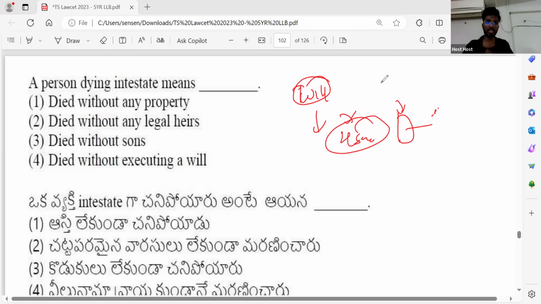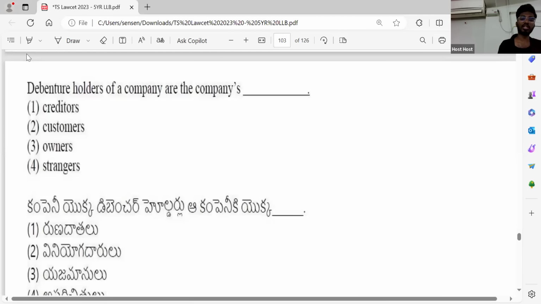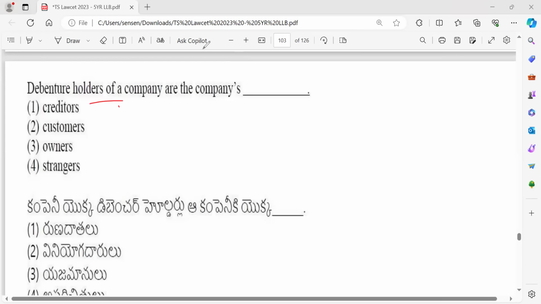That is known as testamentary succession. By death, if succession is happening, your successor is taking away the property, he is inheriting the property, right? So that is known as intestate and this is testamentary. So you have to remember this thing. Both the terms are very important. Next, debenture holders of a company are. So this Creditor. is very good, very good.